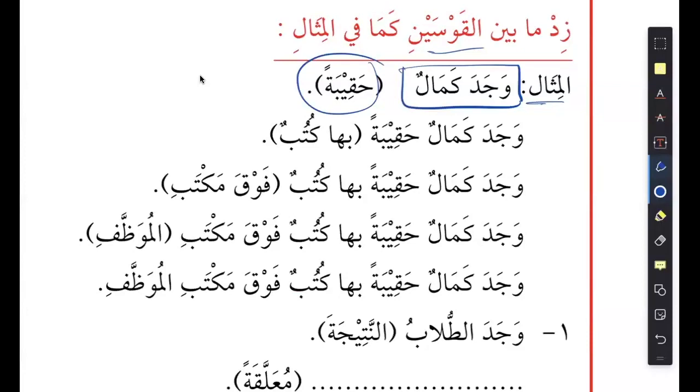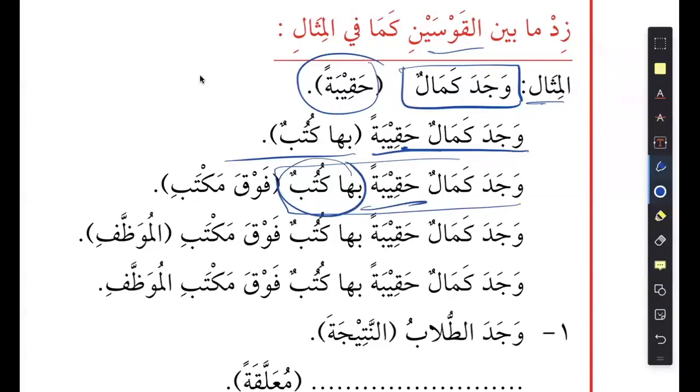This kind of exercise we've done before. All you do is simply add this word into what you already have. Like وجد كمال حقيبة. Then they give you a little bit more: بها كتب. So you add the whole thing together. You say وجد كمال حقيبة بها كتب. By the way, biha kutubun means the bag which has books. So he found a bag with books in it.